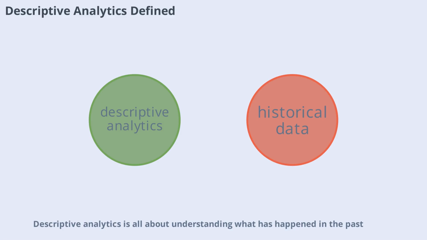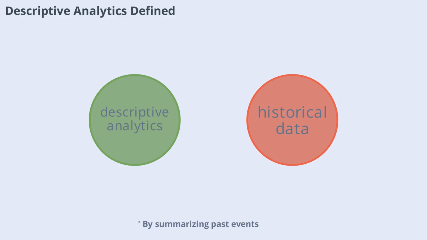Descriptive analytics is all about understanding what has happened in the past. It involves collecting and analyzing historical data to identify patterns, trends, and relationships. This type of analytics answers questions like, what were our sales last quarter? Or how did customer behavior change over the past year? By summarizing past events, descriptive analytics provides a clear picture of what has occurred, helping organizations learn from their experiences and make informed decisions moving forward.